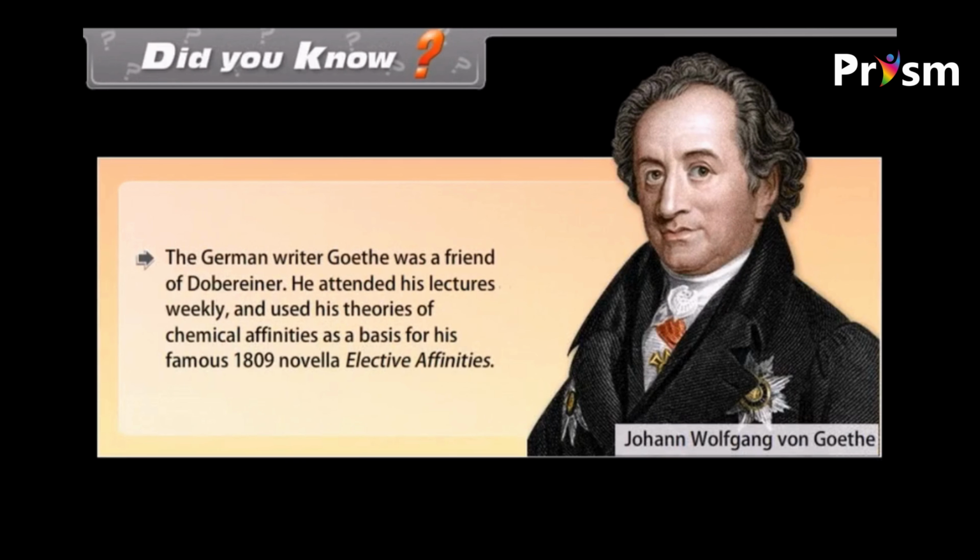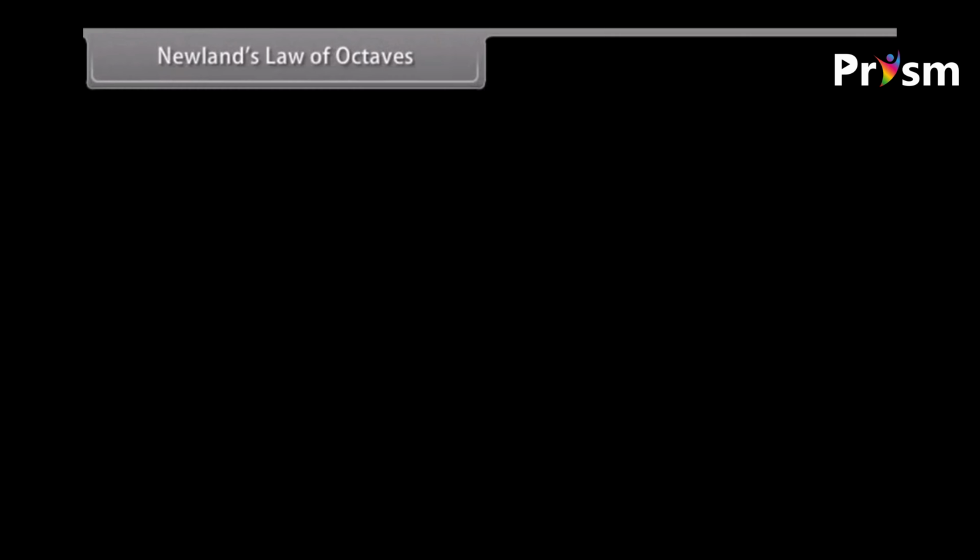Did you know? The German writer Goethe was a friend of Döbereiner. He attended his lectures weekly and used his theories of chemical affinities as a basis for his famous 1809 novella, Elective Affinities.